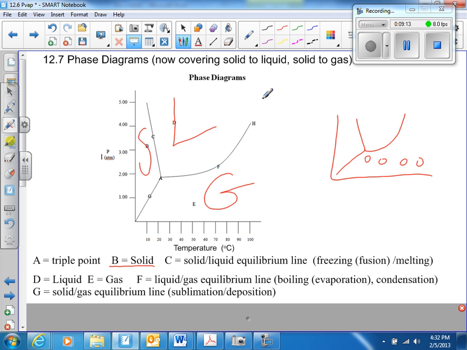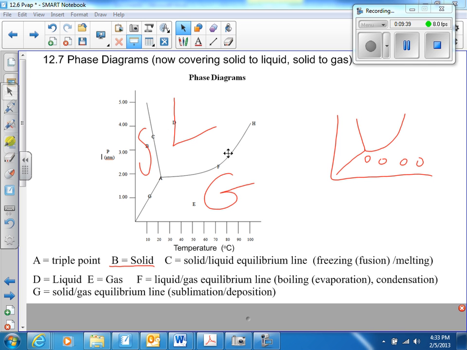Aside from that, we have a lot more information on this. There is something called the triple point. A. This point right here is called the triple point because on that point you have the solid, liquid, and gas all present. So along any line you have 2 phases present. When you're not on a line you have only 1 phase.